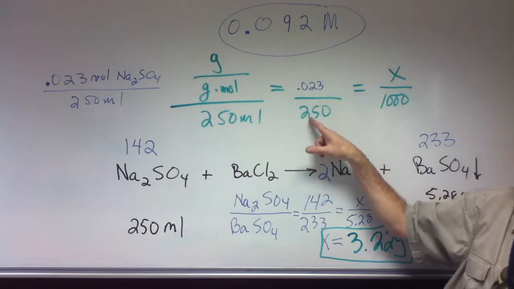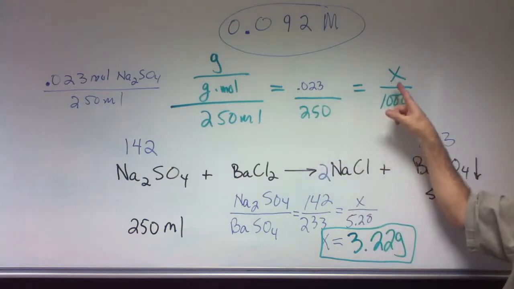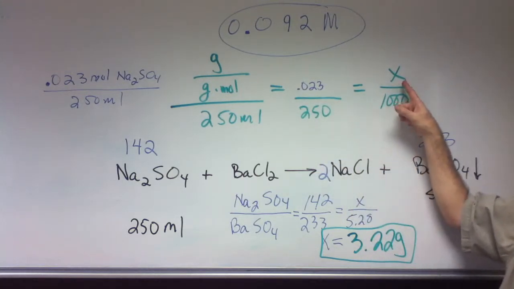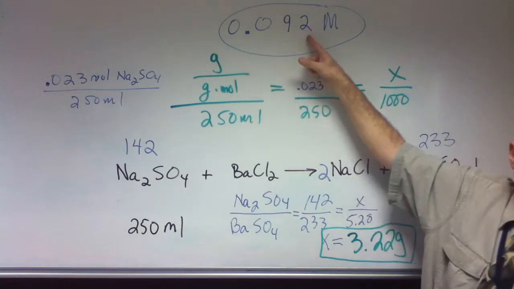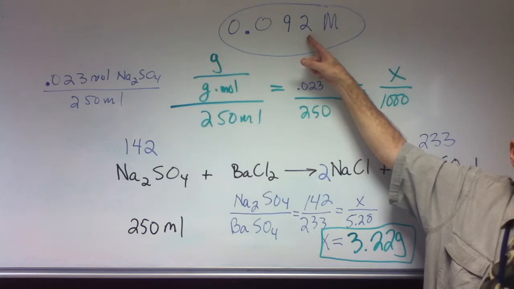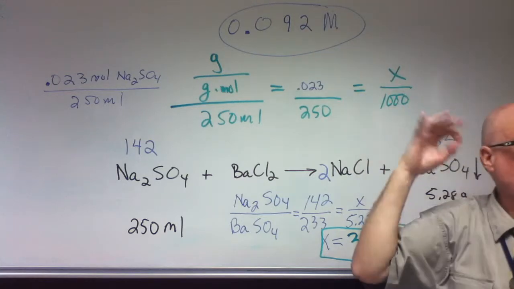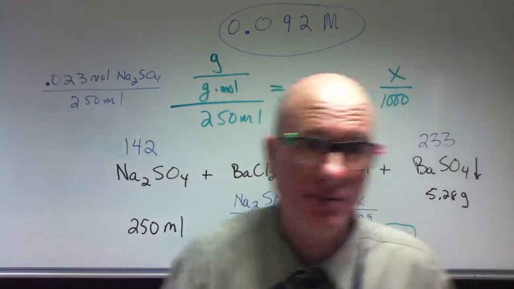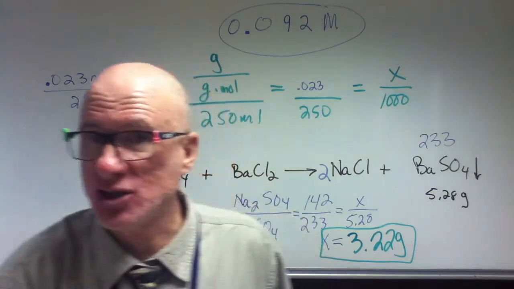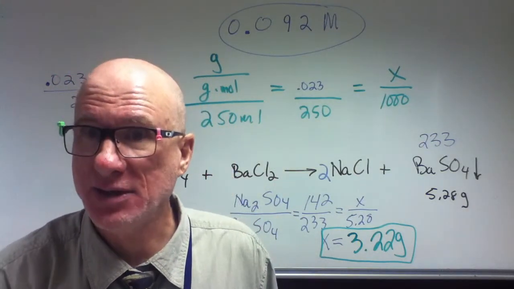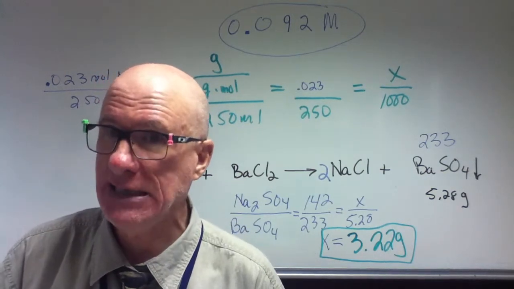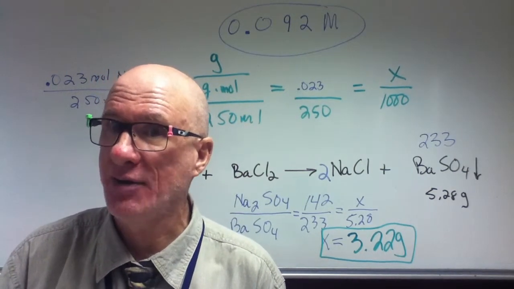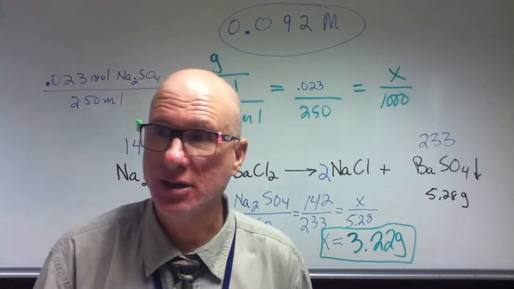0.023 over 250 equals x over 1,000. So I found that x is 0.092 moles, right? 0.092 moles over 1,000 milliliters as a concentration is called 0.092 molar. Okay, you get it? That's the molarity, the concentration. Okay, we're off.